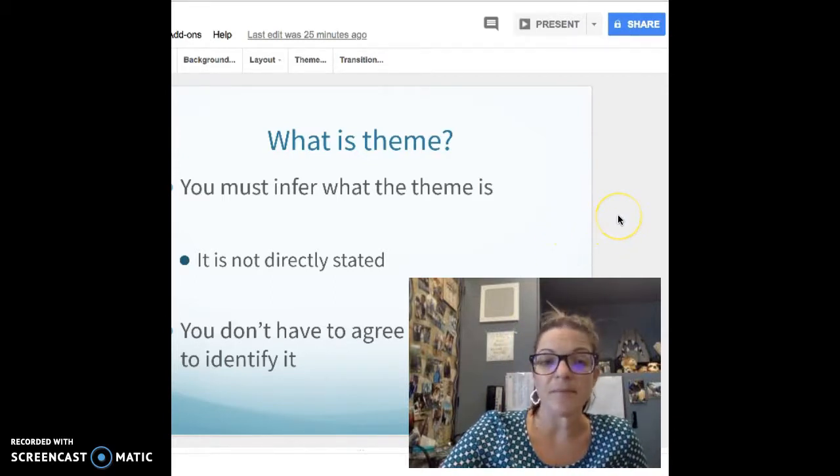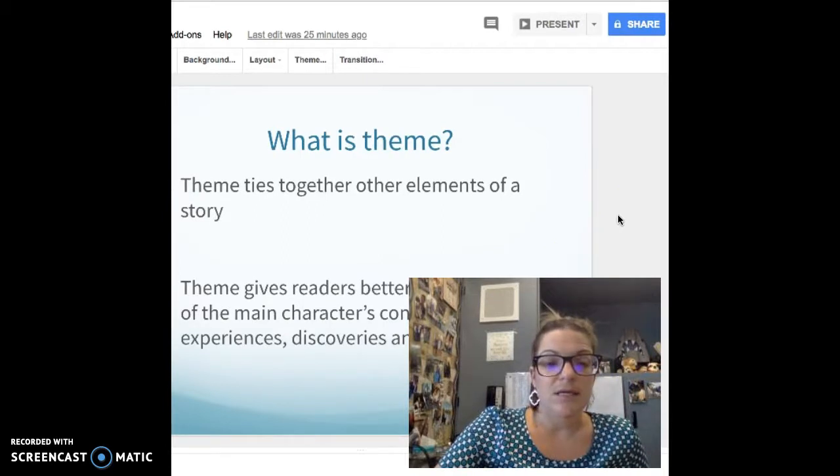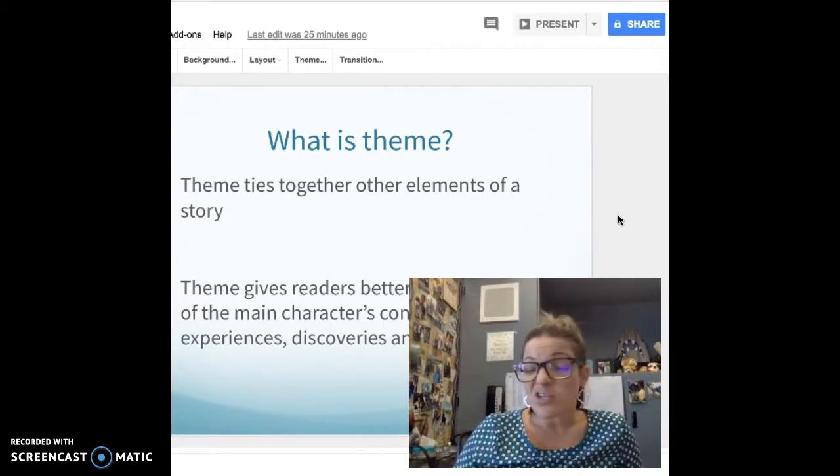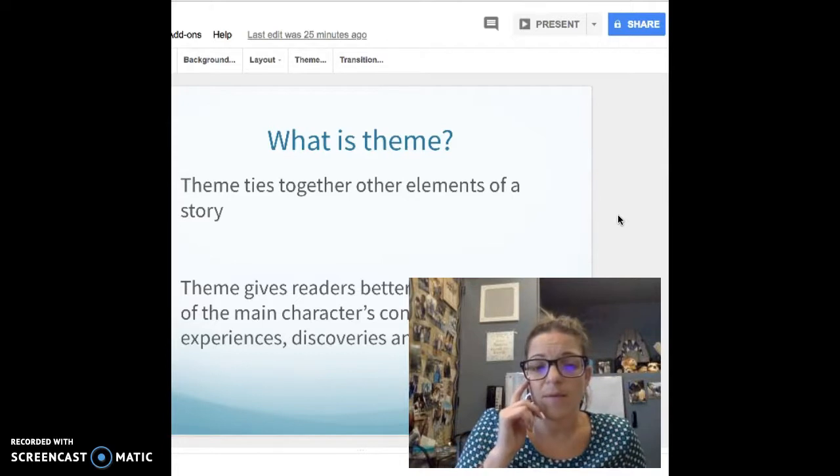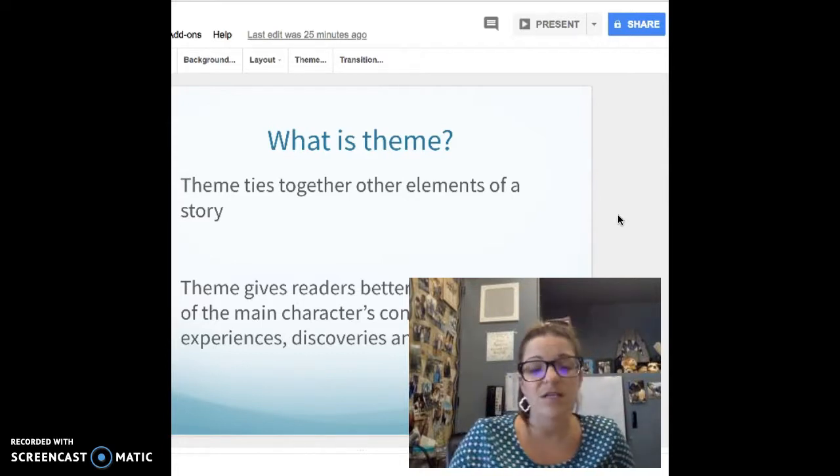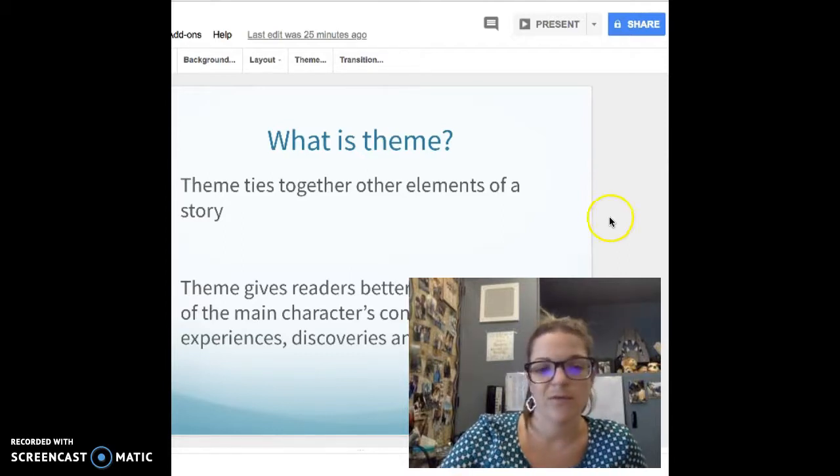Okay, let's see. Theme ties together pretty much all elements of a story. It gives your readers a better understanding of the main character, their conflict, their experiences, their emotions. It should be a theme that gives you a little deeper understanding of what's happening in the story. You don't have to write that bullet.